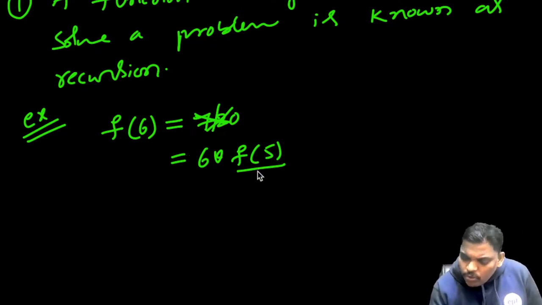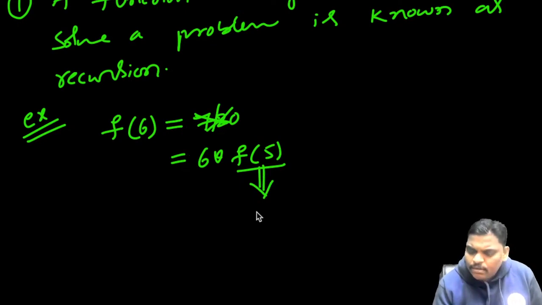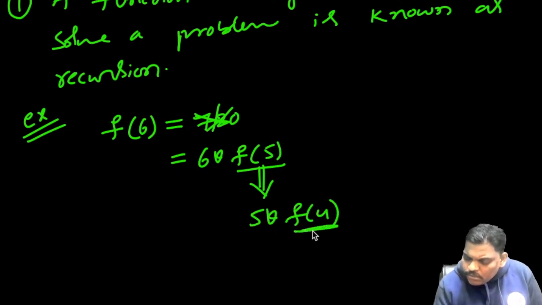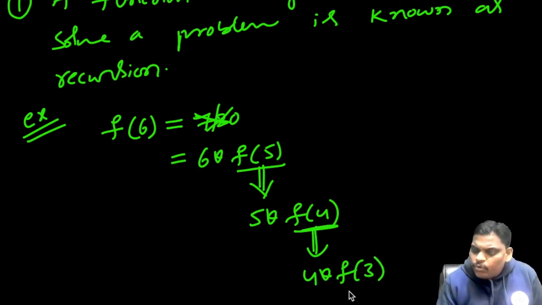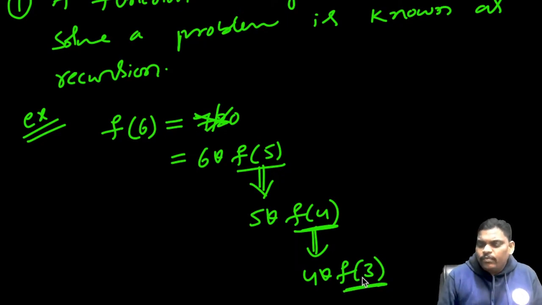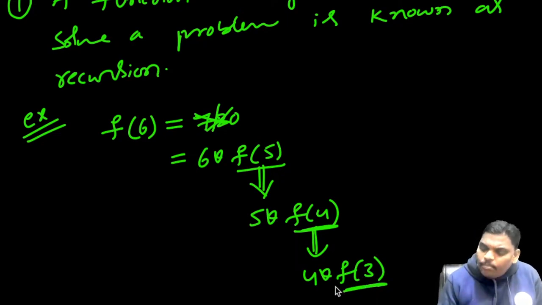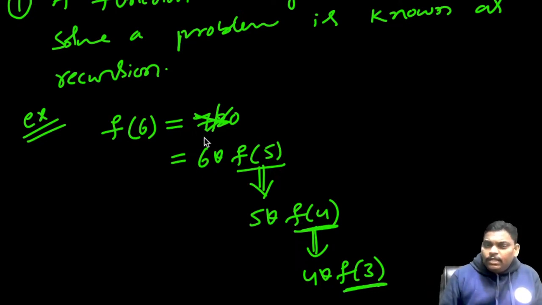Some people ask, sir, I don't know factorial of 5 also. Do the same thing again: 5 into factorial of 4, go one position back. If you don't know factorial of 4 also, go back to factorial of 3. If you know factorial of 3, it is 6. Wherever you know, come back. Factorial of 3 is 6, 6 into 4 is 24, 5 into 24 is 120, 120 into 6 is 720. Continue until you reach the thing you know.